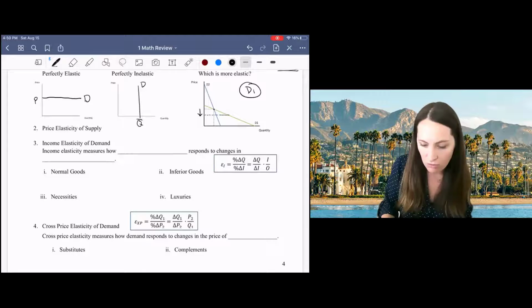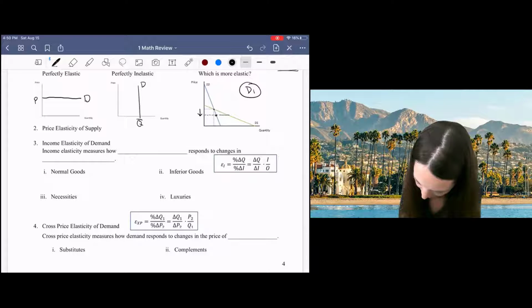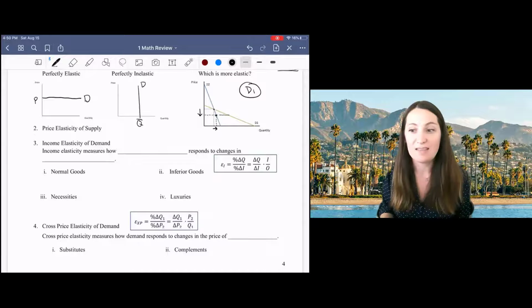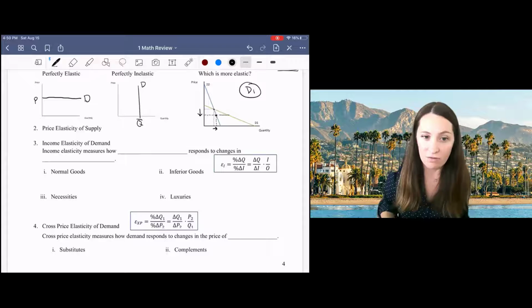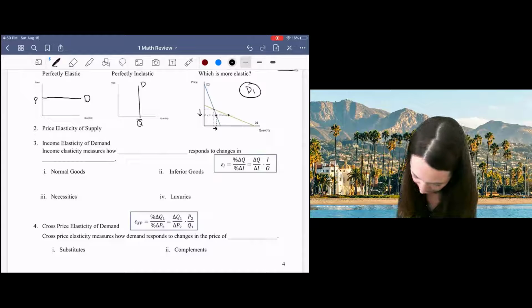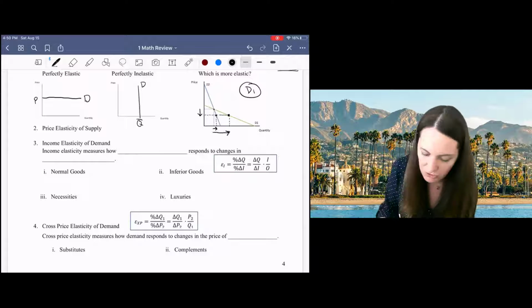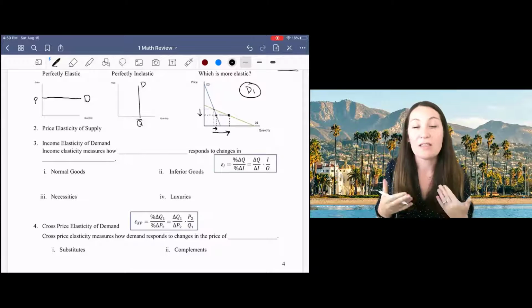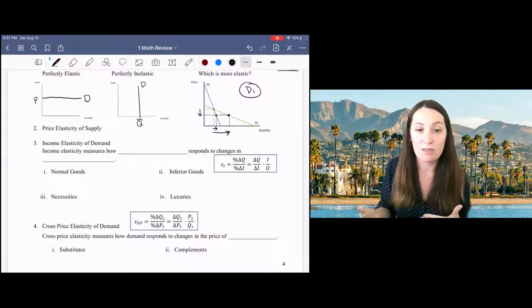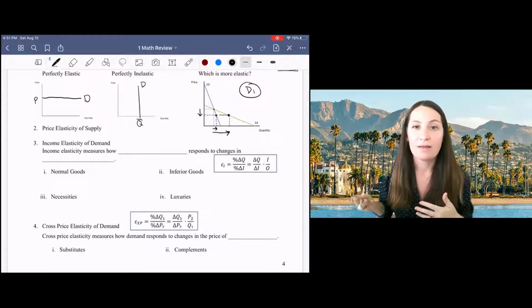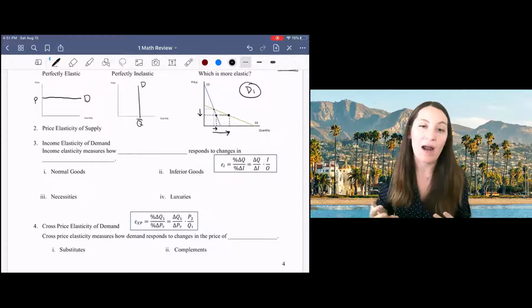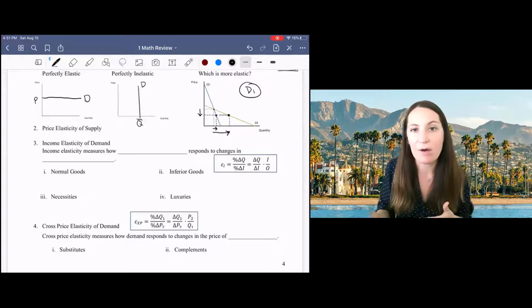So for D2, you can see the change in consumption is a bit small. For D1, the change in consumption is much larger. So in response to the same change in price, consumers on D1 purchased a lot more. They changed their behavior more, and that's why we say that D1 is more elastic than D2.